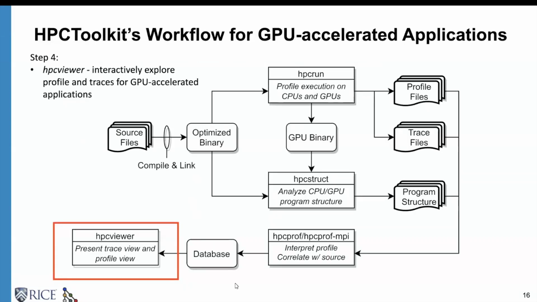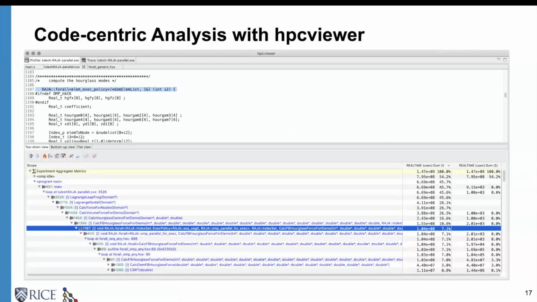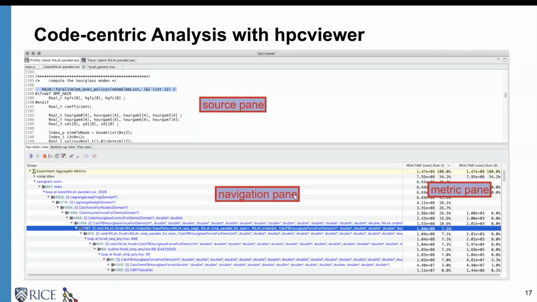So that produces a database file, and then we look at that with our user interface. So here is a code-centric analysis view of the user interface. When you first open it up, it's not going to be open in such detail, but this is showing after I've clicked on something in the navigation pane, it opened up the source code pane. So we have a source code pane, a navigation pane, and a metric pane.